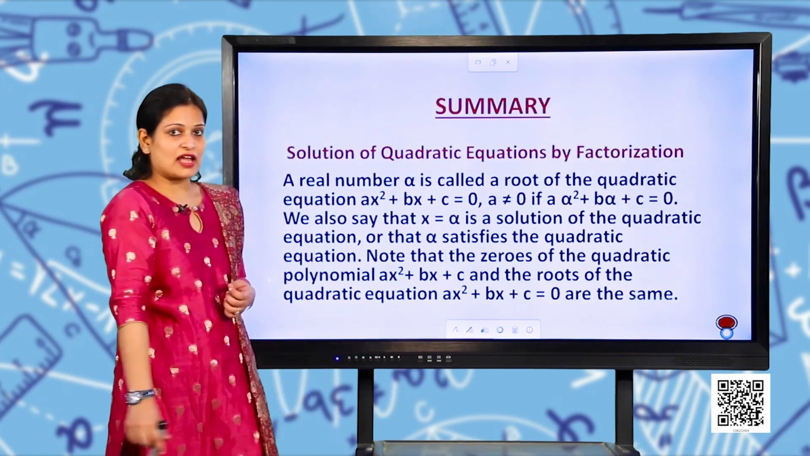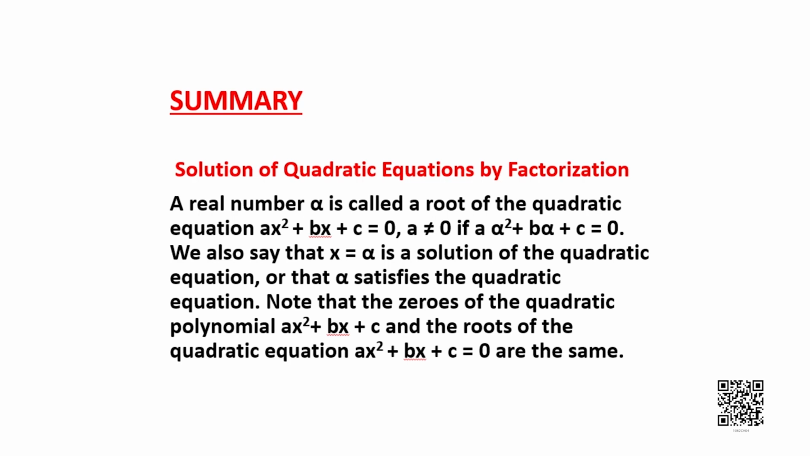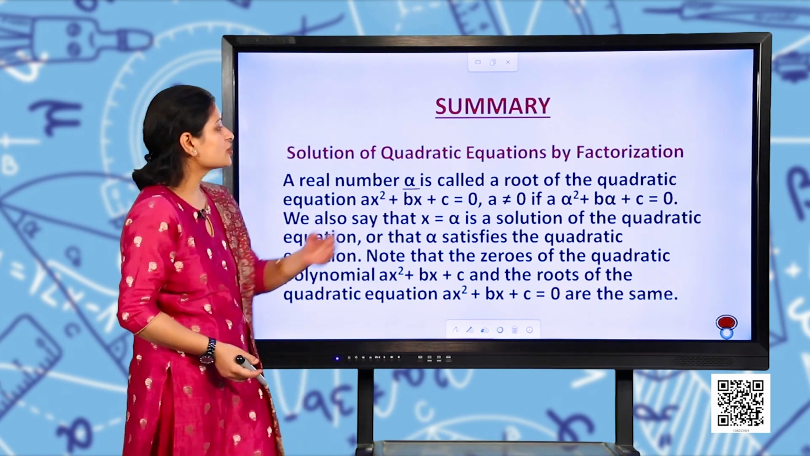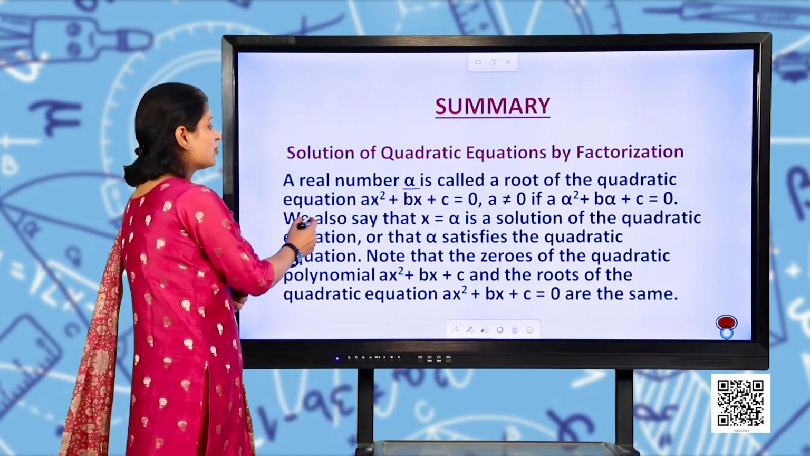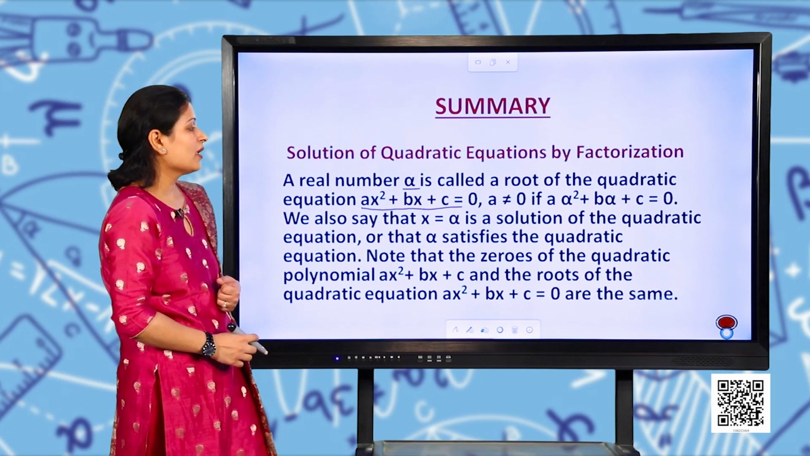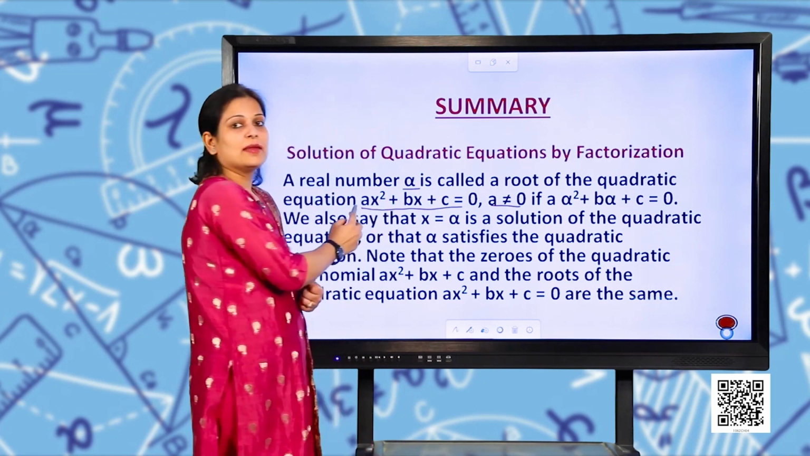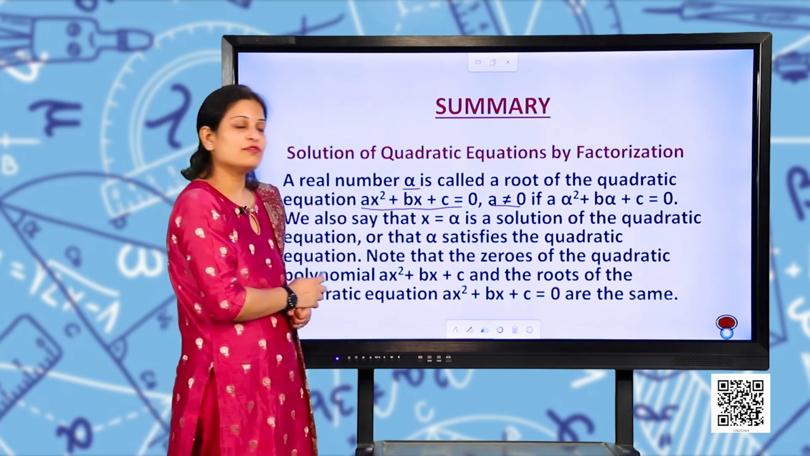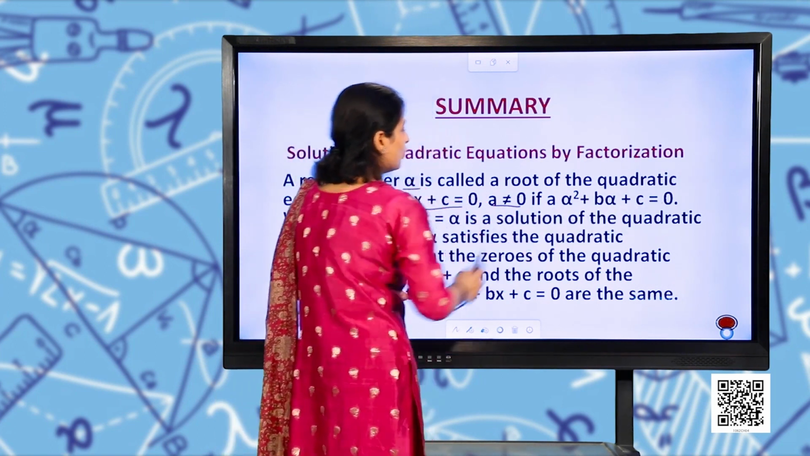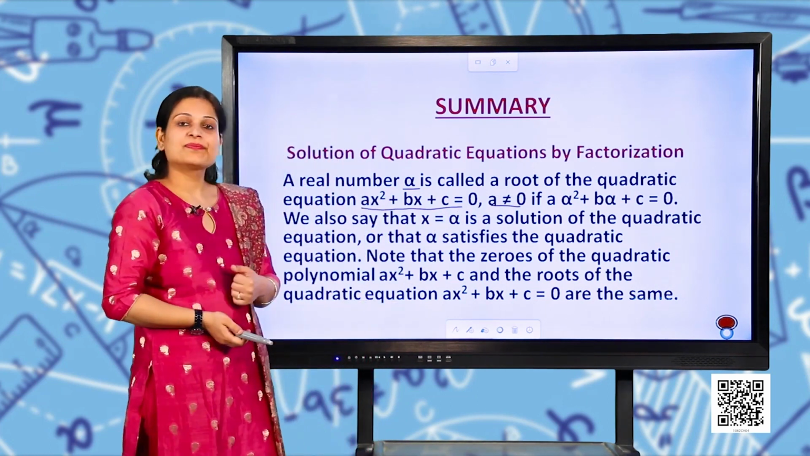If the hypotenuse is 13 centimeter, find the other two sides. Now, let us quickly revise what we have studied today. Solution of quadratic equation by factorization. A real number alpha is called a root of the quadratic equation ax square plus bx plus c equals 0, a cannot be equal to 0, if we simply replace x by alpha. What will you get? a into alpha square plus b alpha plus c equals 0, because alpha is the root. So, we have just replaced x by alpha.